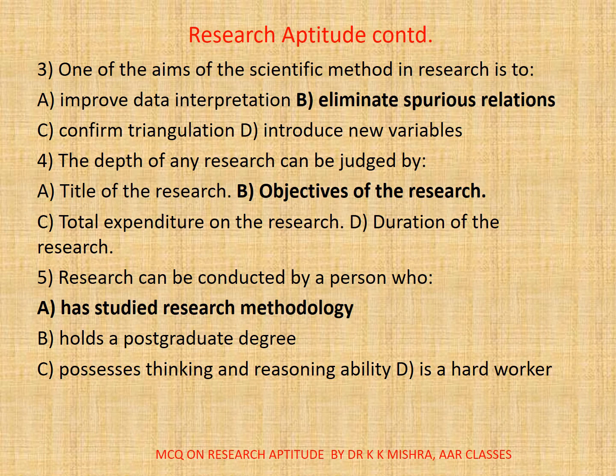3. One of the aims of the scientific method in research is to A. Improve data interpretation. B. Eliminate spurious relations. C. Confirm triangulation. D. Introduce new variables. The correct option is B. Eliminate spurious relations.